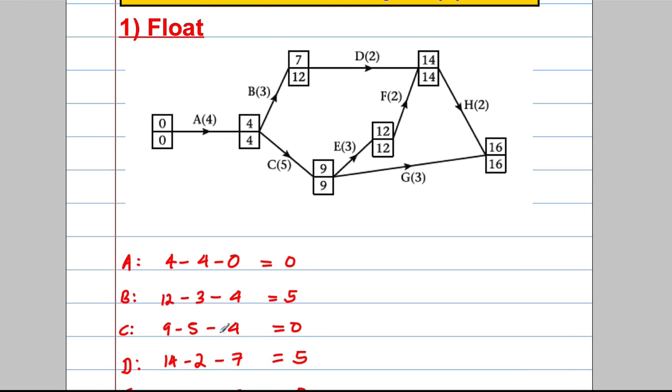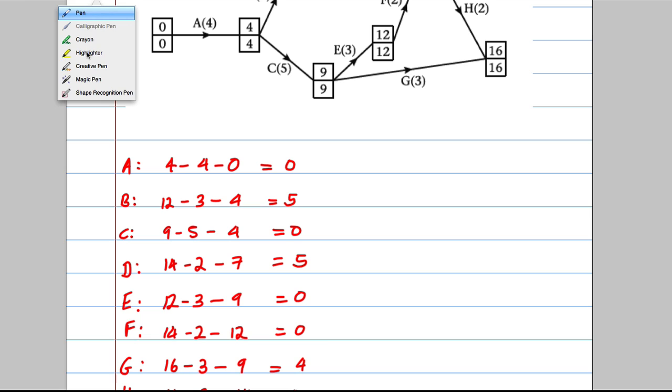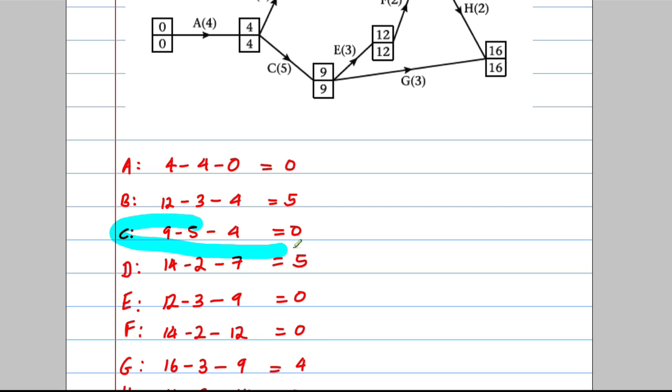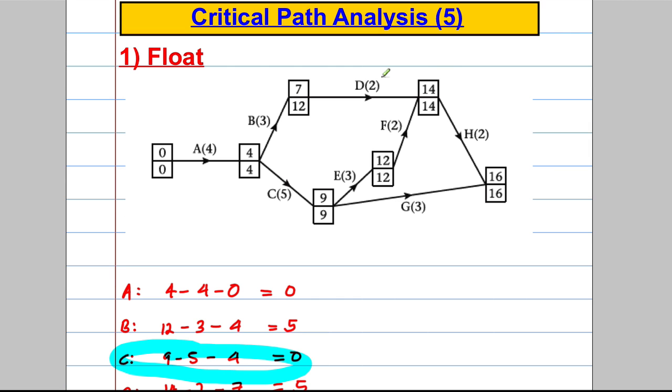Okay, so let me just pick one at random here, just to make sure you fully understand what this means. Let's pick this one here, C, and this one here, G. So let's look at C. For activity C to start, I can get to this event at 4. The activity takes 5 long, which will bring me to 9, and I must leave here by 9 or else I delay the project. So this one has no wiggle room, no float at all, and when it's got a float of 0, it's called a critical activity.